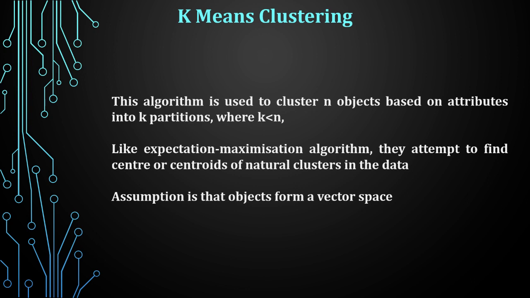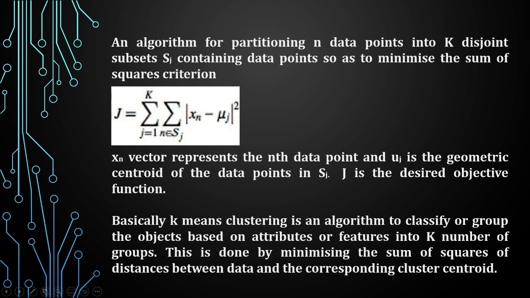This algorithm is used to cluster objects based on attributes into k partitions, where k is less than n. Thus they attempt to find the centroids of natural clusters in the data. Here, the assumption is that objects form a vector space. It is an algorithm for partitioning n data points into k disjoint subsets S_j containing data points, so as to minimize the sum of squares criterion.